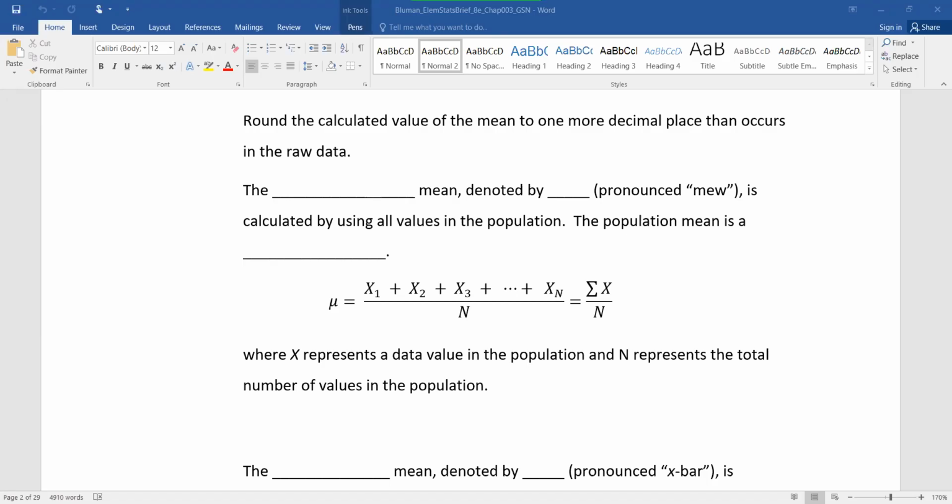If you forget the 0, then the reader assumes that you are accurate all the way to the 100th place. And that's not necessarily true because that's where we'll be rounding at. All right, just to keep that in the back of your mind. All right, the population mean.